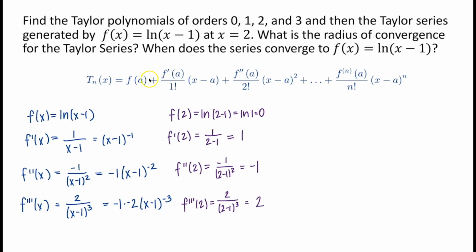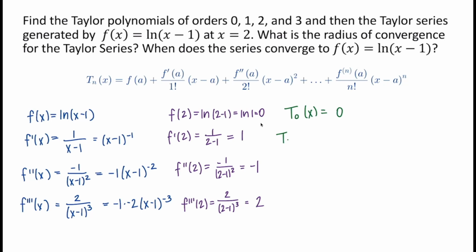So now I have all of my derivatives evaluated at a, so I can go ahead and start to substitute in my quantities to find these Taylor polynomials of order 0, 1, 2, and 3. So let's start with the 0 order Taylor polynomial. So we're going to have T sub 0 of x. Well, that's just going to be f of a. So it's just going to be this f of 2 value, which is just 0. So the 0 order, 0 degree Taylor polynomial is just 0.